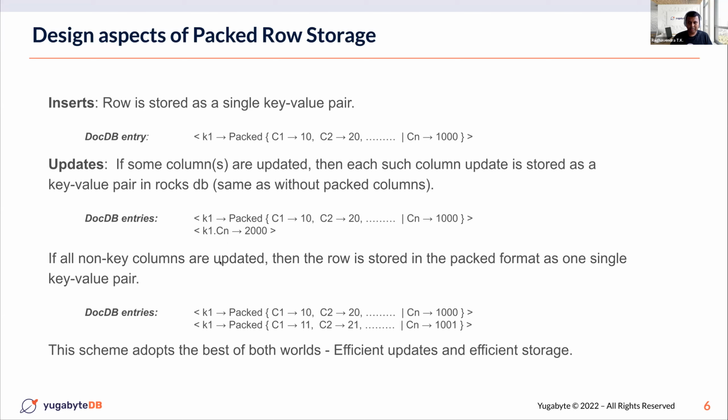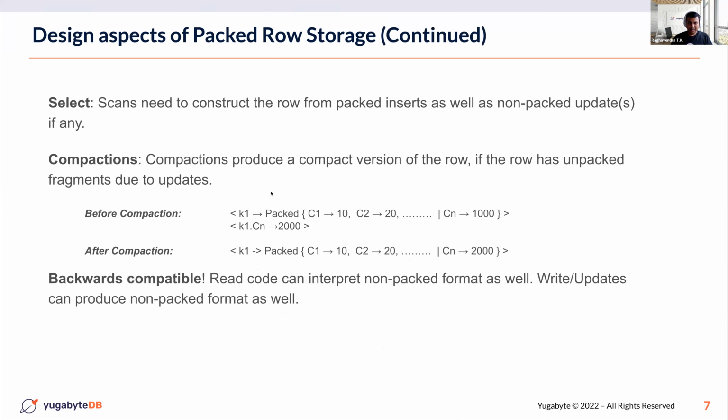And the other optimization that would be made in the update is, in case all the columns of the row are being updated, then we actually do produce a packed format for that specific update, right? And we are continuing to see other optimizations around updates that don't necessarily update all the columns and so on, right? So this scheme, like Kannan mentioned, is efficient in terms of updates and efficient in terms of storage as well, right?